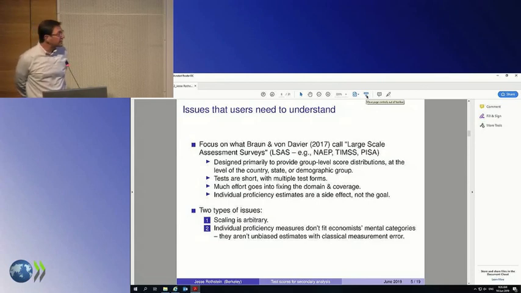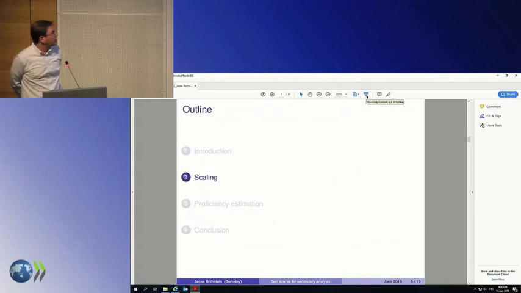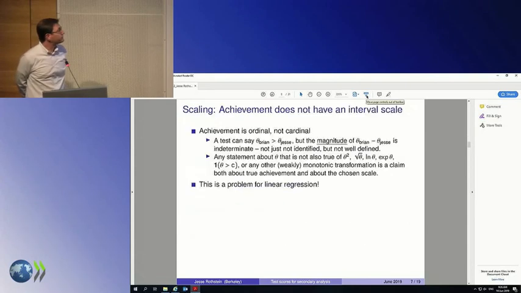And then the second is that the individual proficiency measures, there is a process that creates them, but it's not a process that fits with the mental categories that somebody like me grew up with. In particular, I'm trained to think about, okay, we have real data, and then we have data measured with classical measurement error, which is the truth plus random noise. And the test scores we get out of these systems don't line up with those categories. And so that means that we need to change the way we think about how they're going to fit into the analyses. Okay, so let's talk about scaling first.